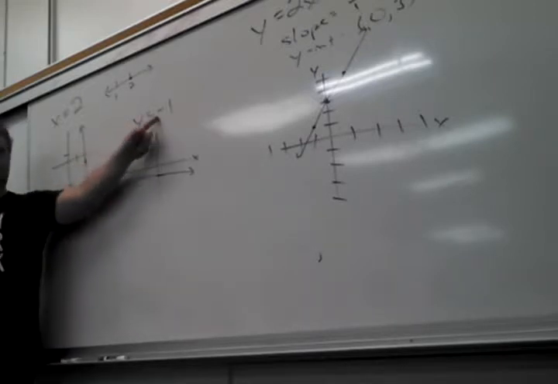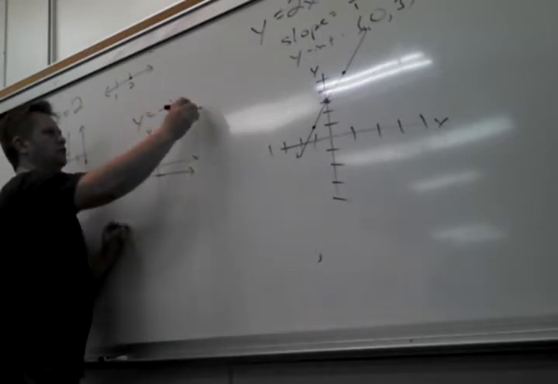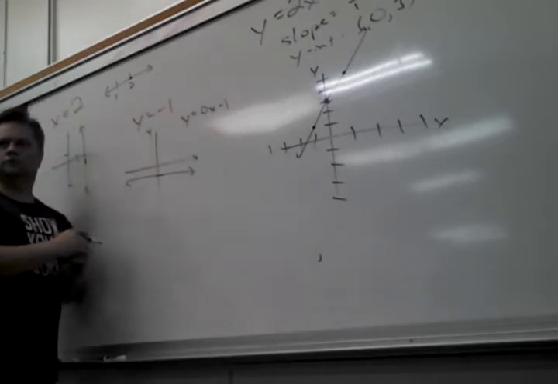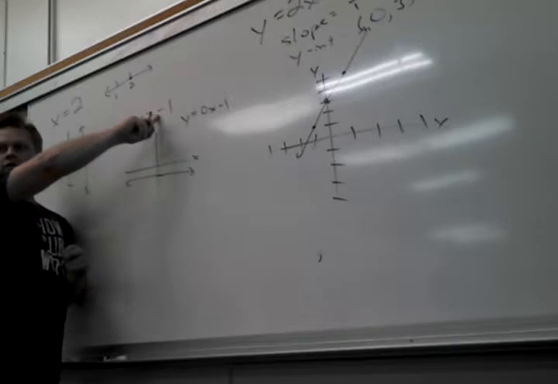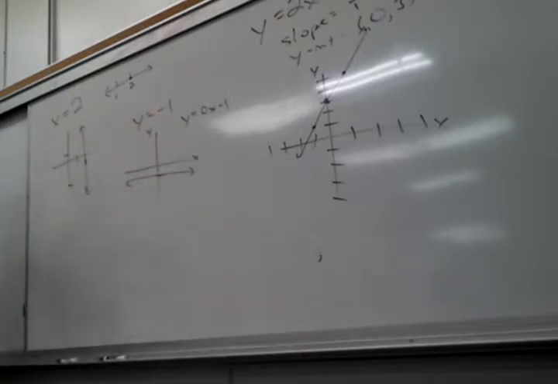What's the slope for this one? 0. Beautiful. And you can see it. This is y equals 0x minus 1, right? Because there are 0 x's here. This is 0 slope, which makes sense. That would be flat. 0 slope.